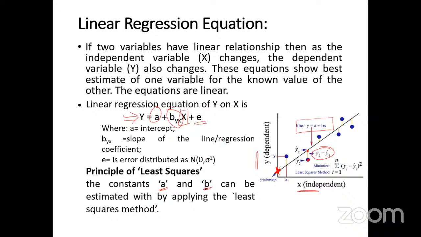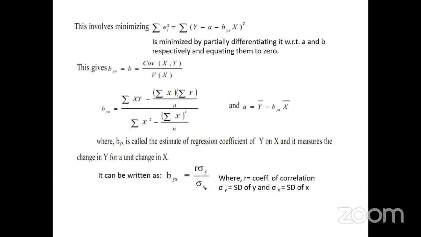While fitting this regression line, we have to estimate the values of a and b, and they can be estimated by applying the method of least squares. Applying least squares, we have to minimize the sum of the squares of the error. That is, the summation of ei square is equal to the summation of (y minus a minus bx) whole square, where y is the dependent variable, a is the intercept, b is the coefficient of regression, and x is the variable.